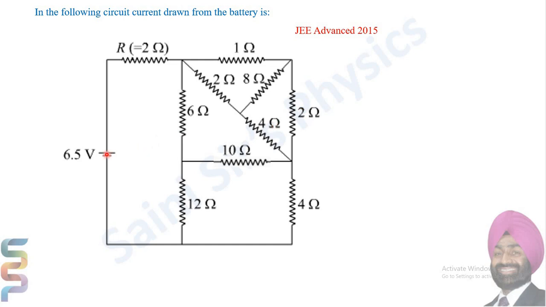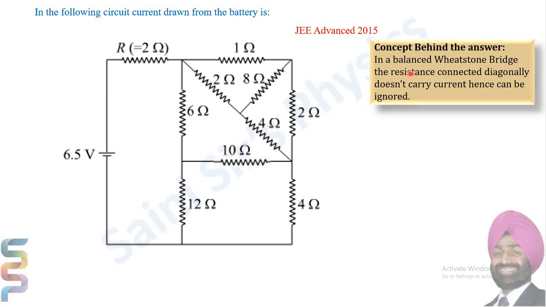Since we are discussing the Wheatstone bridge, you may be able to visualize at which point or points a Wheatstone bridge is there. If I move from this point to this point, check. Path number 1, 2 resistances. Path number 2, again 2 resistances. And in between there is a resistance of 8 ohm.